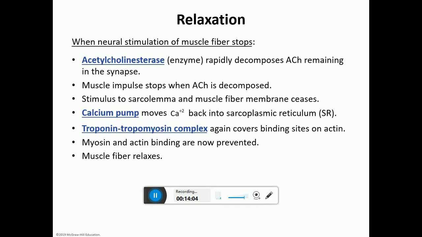So remember that contraction is an active process, okay? It needs ATP. So does relaxation. In order for the calcium pump to act and vacuum in all of the calcium, that is actually an active process that needs ATP.